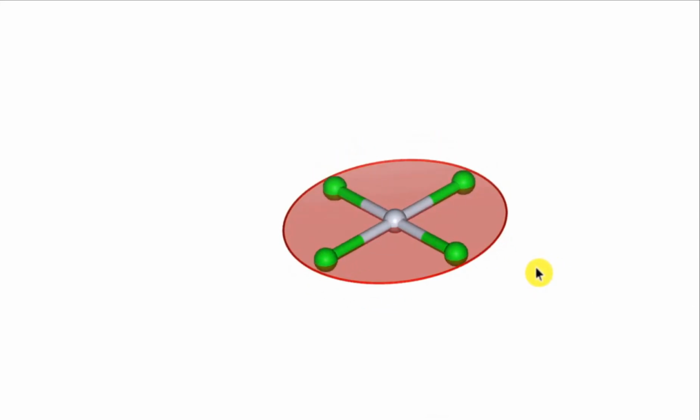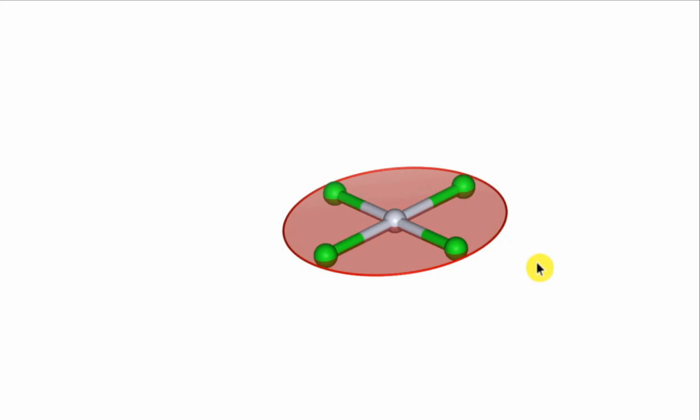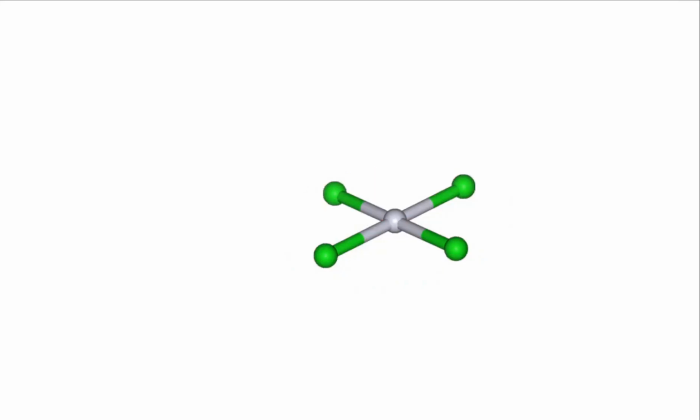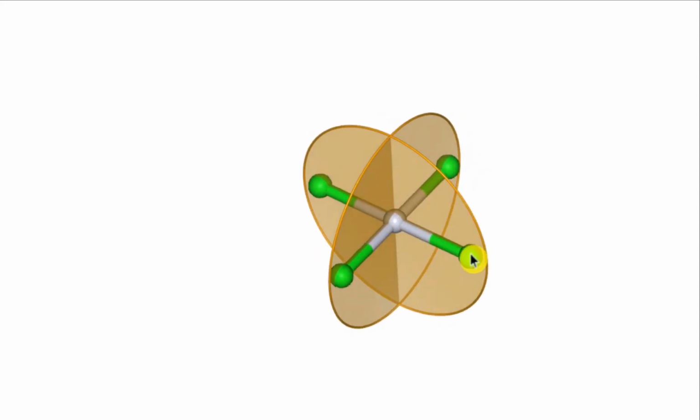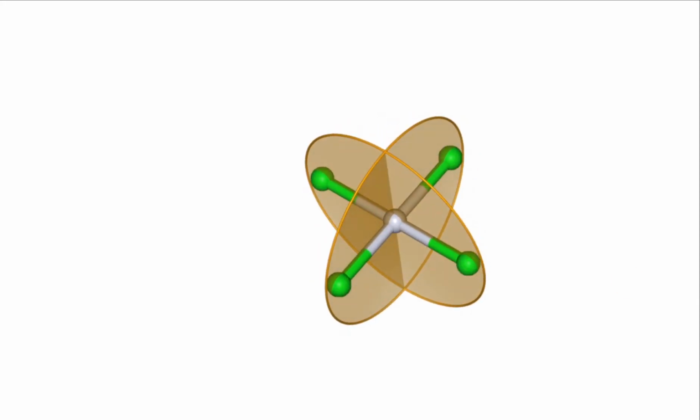And what are the other planes? There are 2 sets of plane again. One set of plane passes through 3 atoms, central platinum atom and the other 2 chlorine atoms, and the other plane is perpendicular to this plane, and these 2 planes are called vertical planes. And we have 2 other planes that are perpendicular to these 2 planes.